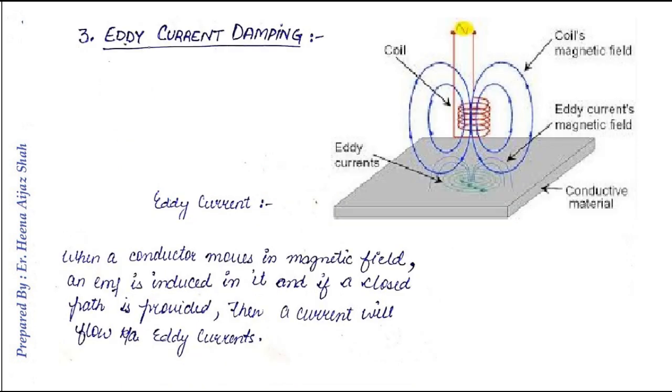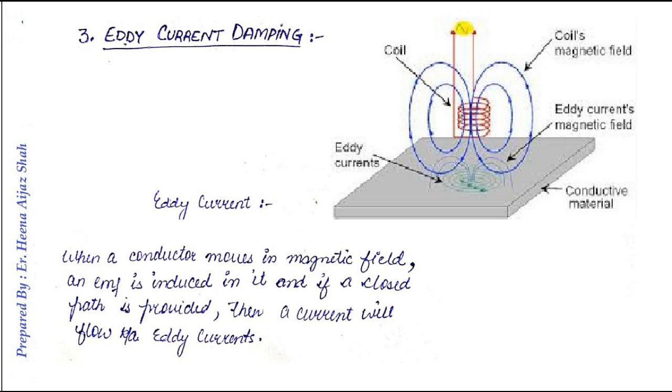Now coming to another type of damping, that is eddy current damping. First of all, we should know what we mean by eddy currents. Whenever a conductor moves in a magnetic field, an EMF will be induced in that conductor, and we know that if we provide a closed path, then current will flow through that conductor. This current that flows through that conductor is known as the eddy current.